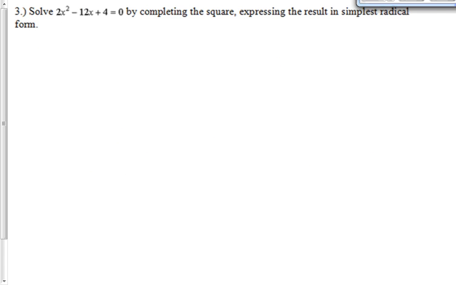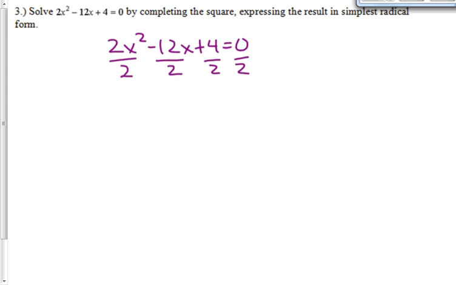Okay, our last problem asks us to solve 2x squared minus 12x plus 4 equals 0 by completing the square. Okay, we remember when we complete the square, the coefficient in front of the x squared needs to be a 1. In this case, it's not. It's a 2. So I need to divide everything by 2. So now I'm left with x squared minus 6x plus 2 equals 0, crossed it over. Remember, we like to leave ourselves that space.